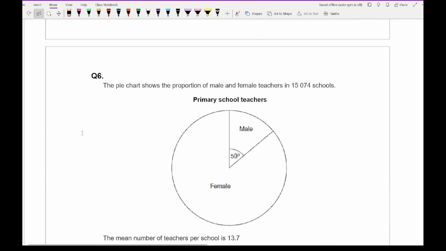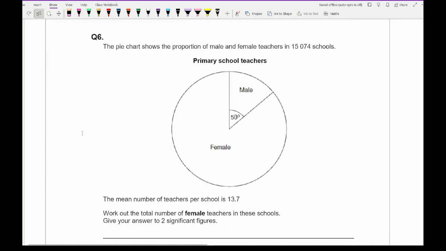Then moving on to question 6, which looks at pie charts. It says the pie chart shows the proportion of male and female teachers in 15,074 schools. The mean number of teachers per school is 13.7, and it says work out the total number of female teachers in the school, and we want to give our answer to two significant figures.